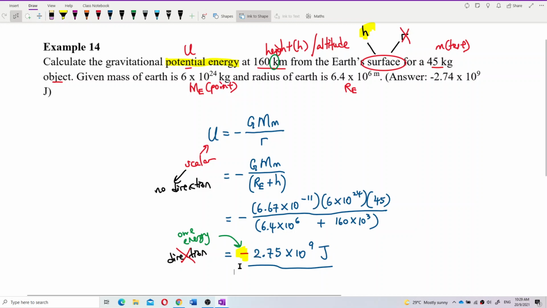If you want to escape from the Earth, you need to pay this amount of potential energy in the form of kinetic energy, escape velocity. Then only you can escape. So it's not about direction, it's about you owe energy. Okay, so that's all for these questions. Hope you understand. Let's move on.